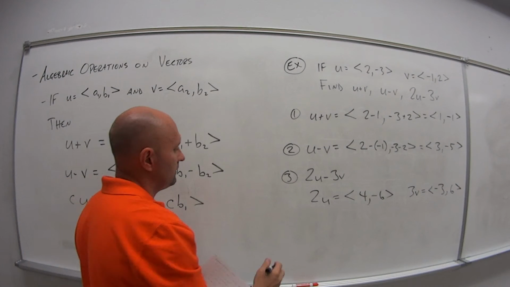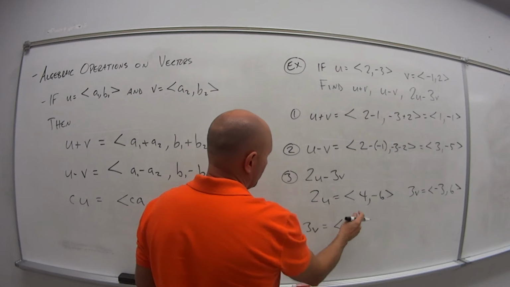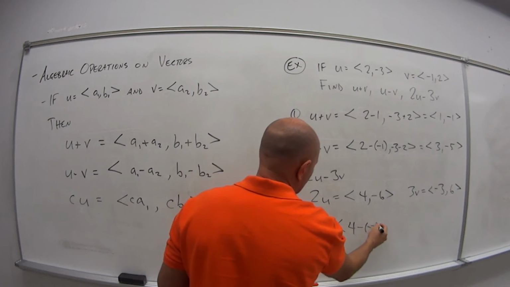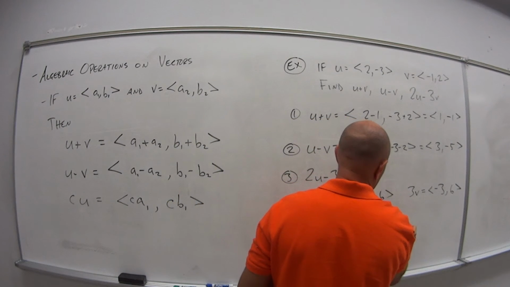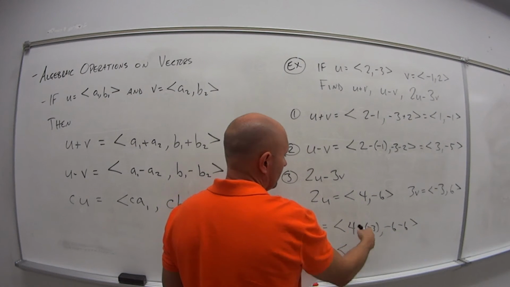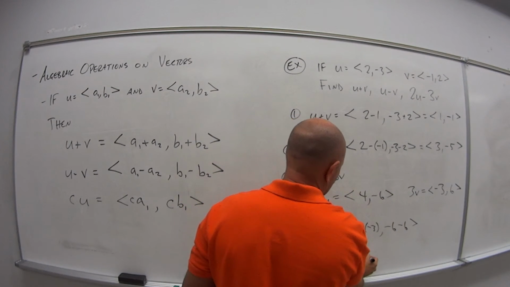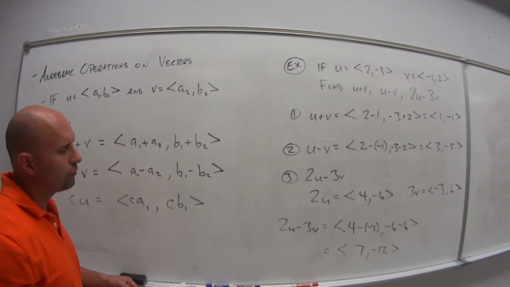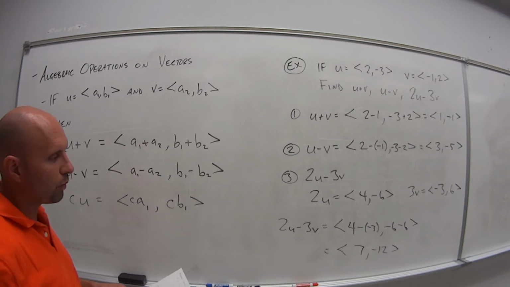So now if I want the difference, 2U minus 3V, it's going to be 4 minus a -3, and then -6 minus 6. So if I simplify this, 4 minus a -3 is like 4 plus 3, which is 7. -6 minus 6 is -12. So 2U minus 3V gives me the vector (7, -12).